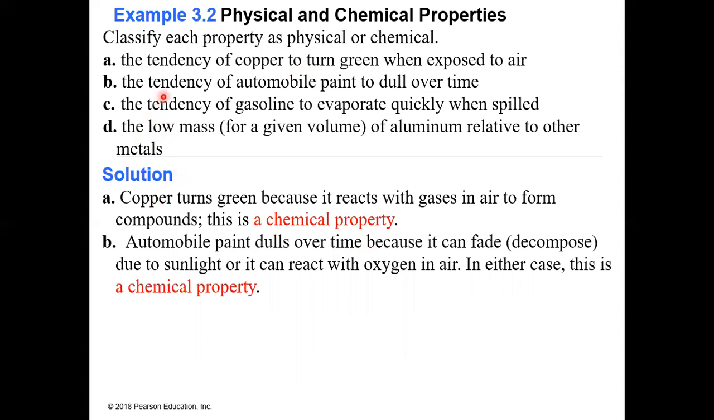B, the tendency of automobile paint to dull over time is also a chemical property. Automobile paint dulls over time because it can fade, decompose due to sunlight, or react with oxygen in the air. In either case, this is a chemical reaction.